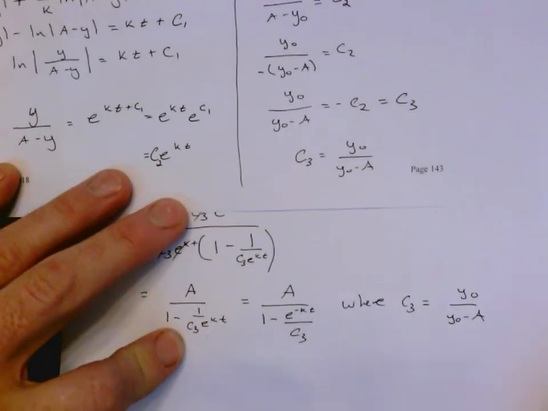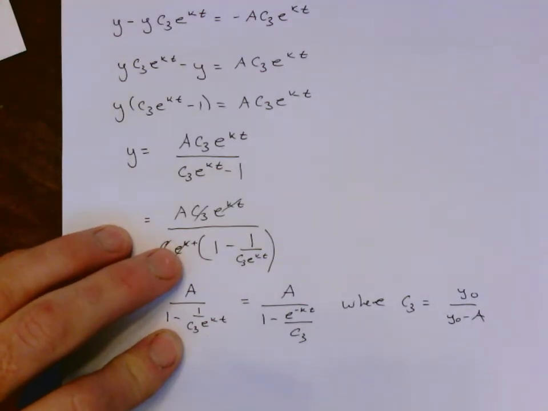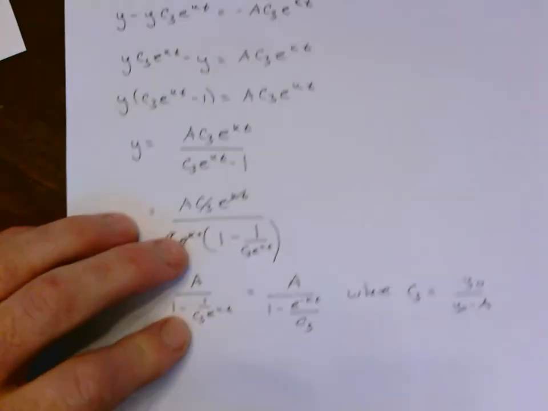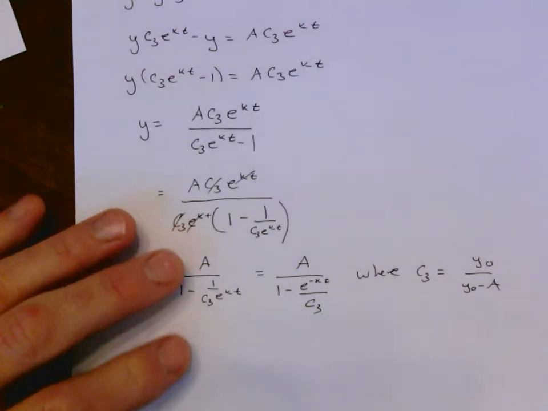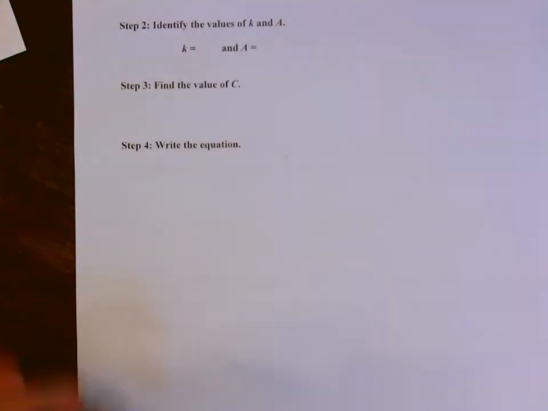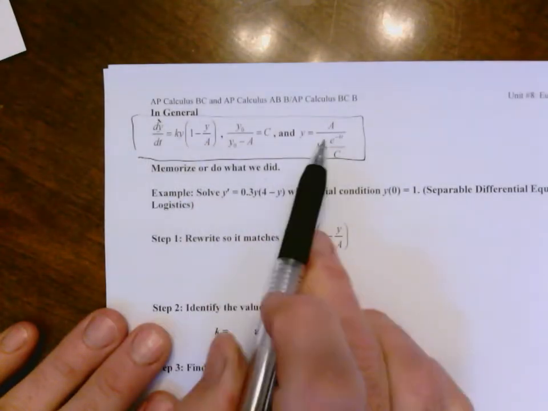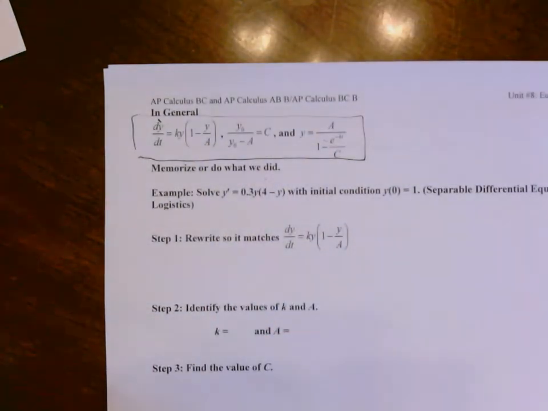Okay, so I've completed the derivation of it. Now you just need to know this, and you do have to have this memorized. I'm sorry, but you have to spend a little bit of time to memorize what this is. Okay, next page. So memorize or do what we did. You either have to memorize this, or you have to go through the derivation of it every single time. Okay, so I'd rather not, right?